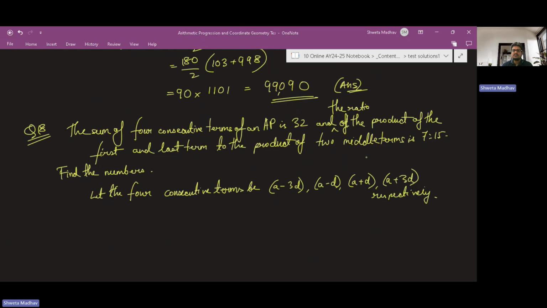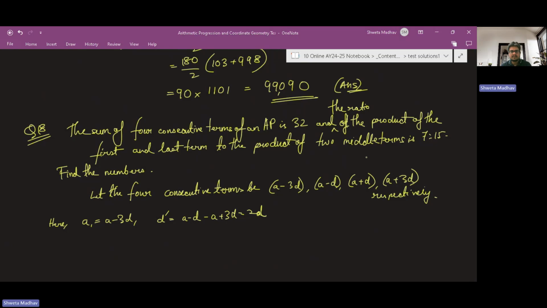And their sum is 32, and the ratio of the product of the first and last term to the product of the two middle terms is 7:15, and we have to find the numbers. So here in the AP, the first term is a minus 3d, and the common difference is a minus d minus of a plus 3d, that's equal to 2d. So the common difference is 2d.